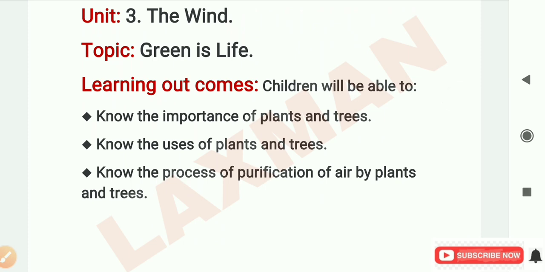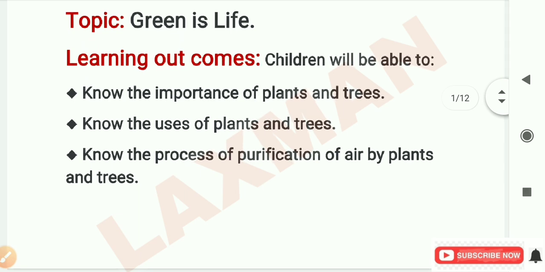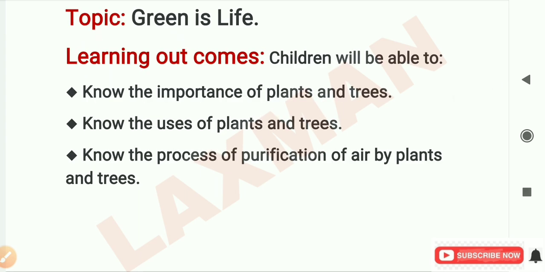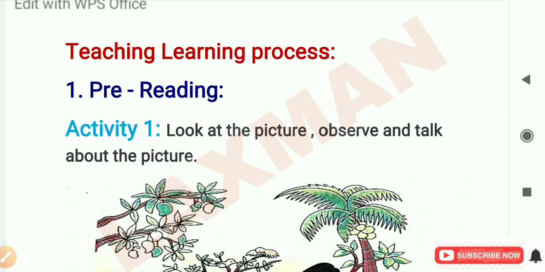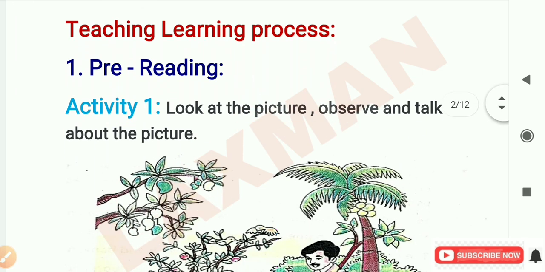So, learning outcomes of the selected topic: children will be able to know the importance of plants and trees, know the uses of plants and trees, and know the process of purification of air by plants and trees. Next, teaching learning process. First one, pre-reading. So you have to write 2 activities for every process.